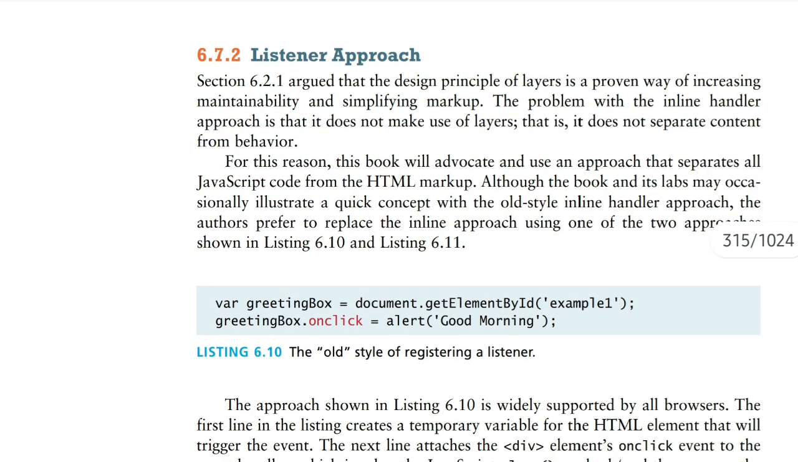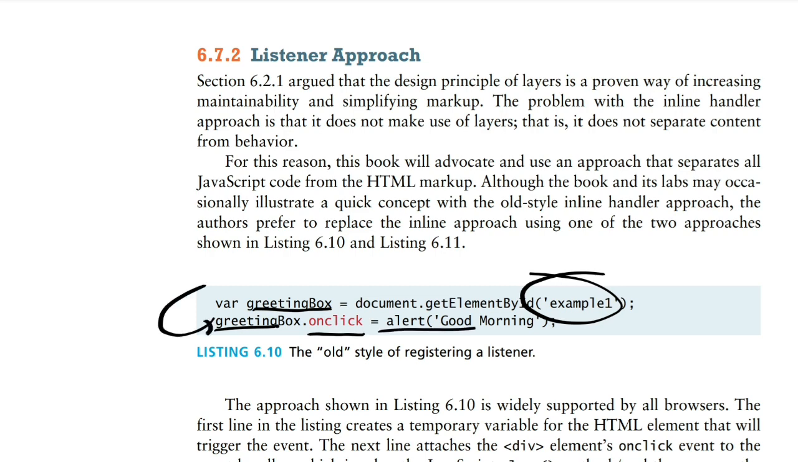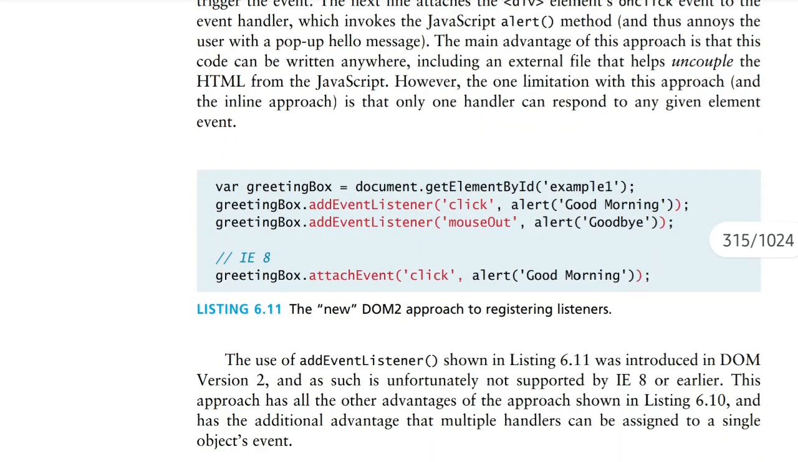For the listener approach you will be using it like this: you take a greeting box, which is a variable name, getElementById example 1, then greetingBox.onclick is equal to alert good morning. Separately you are writing that, and that is the listener approach. So that was the old one and this is the new one.